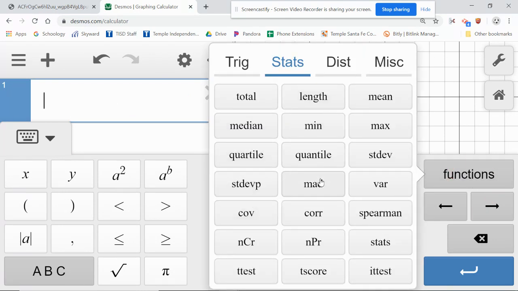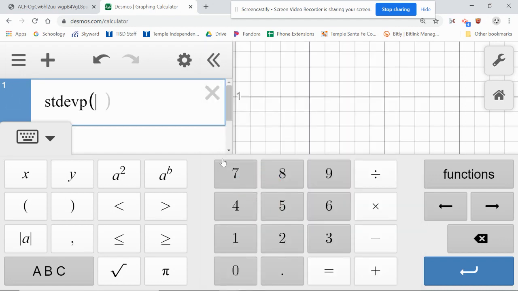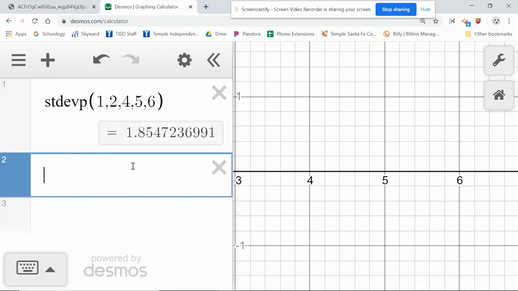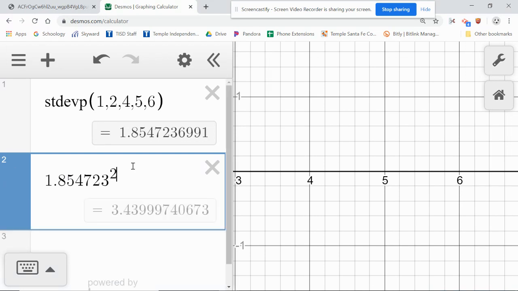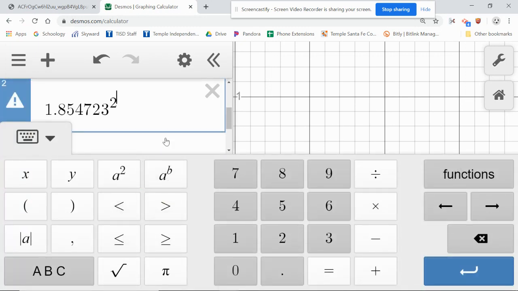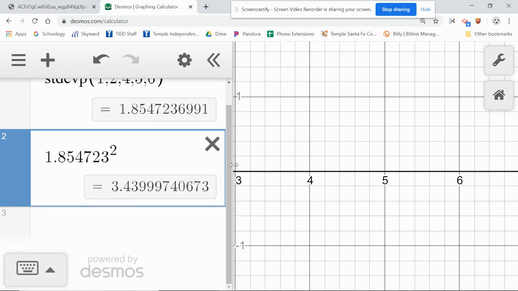Or you can find the standard deviation. You would want to use the standard deviation P to find the population version. That's what all of these questions are going to be in the form of, and it will find your standard deviation. If you need to find the variance, you will need to take the answer for standard deviation out to at least 6 digits, and then you'll need to square it. So shift 6 to get the exponent squared, or you can use this button right here to get an exponent. And that will give you your variance.